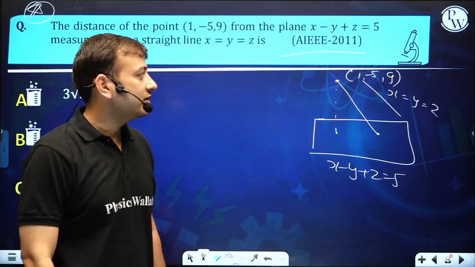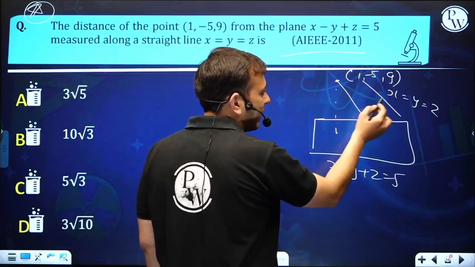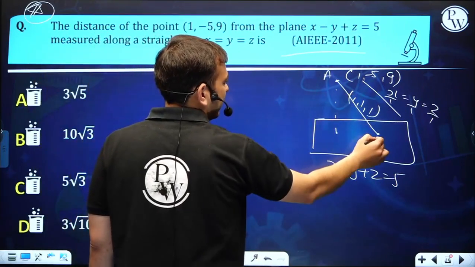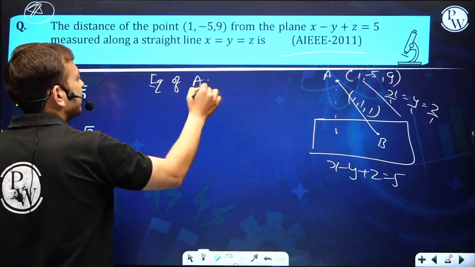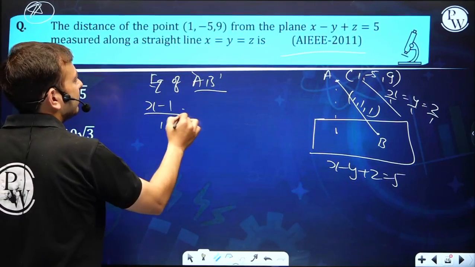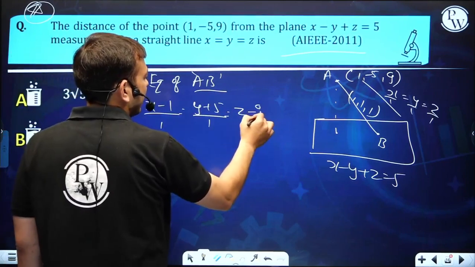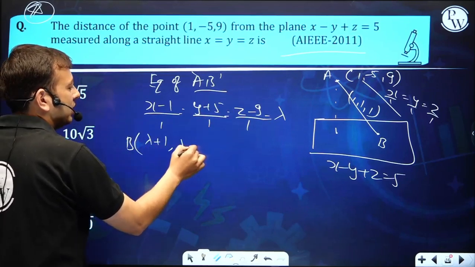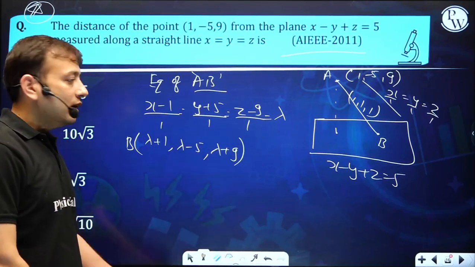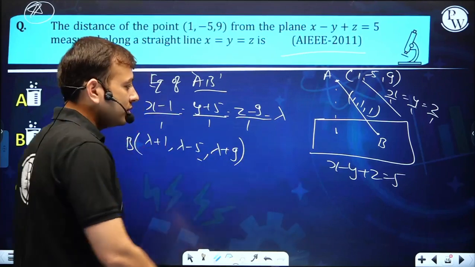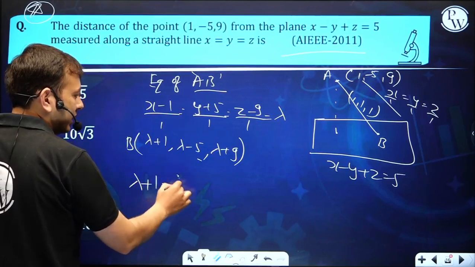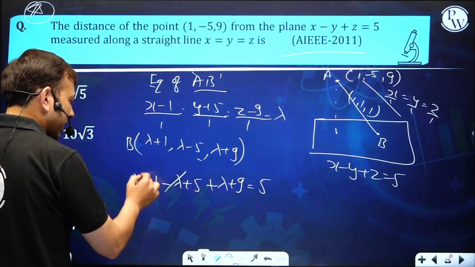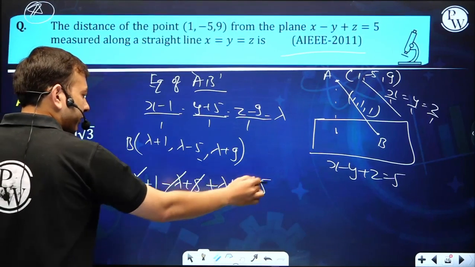Now, the passing point of this line is given and these two lines are parallel. So that means the direction ratios of these lines will be the same. So the equation of line, let it be AB, will become x minus 1 by 1, y plus 5 by 1, z minus 9 by 1, let it be lambda. So the B point can be lambda plus 1, lambda minus 5, lambda plus 9. Now, this point will satisfy the equation of the plane. So substitute there: lambda plus 1 minus lambda plus 5 plus lambda plus 9 is equal to 5. So lambda cancels, lambda is equal to 5, 5 cancels, minus 10.